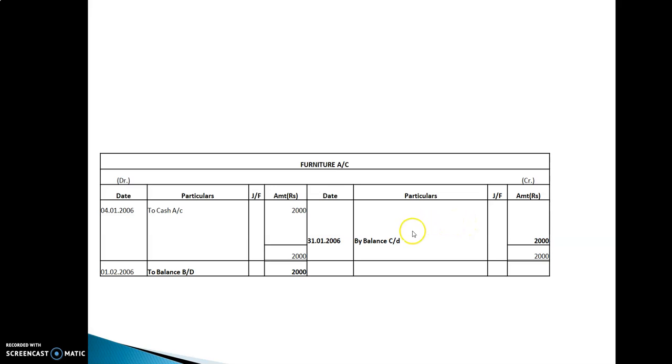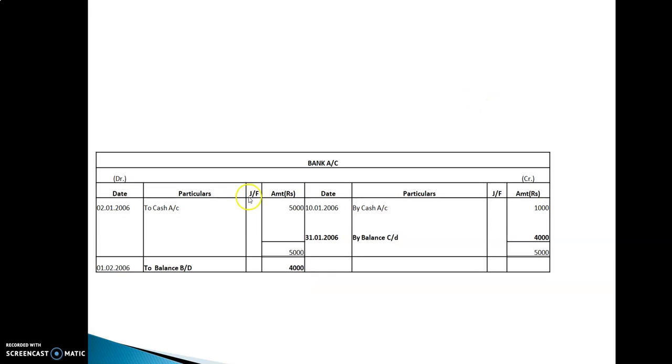So the balancing figure will be of the last date of the month, that is 31st January 2006. We will write by balance c/d, by balance carried down, this 2000. Now both the sides are the same. Again, the closing balance of January will be the opening balance of the next month, which is February. So we'll write here to balance b/d, balance brought down, 2000. Since it's on the debit side, we write to balance b/d, 2000.